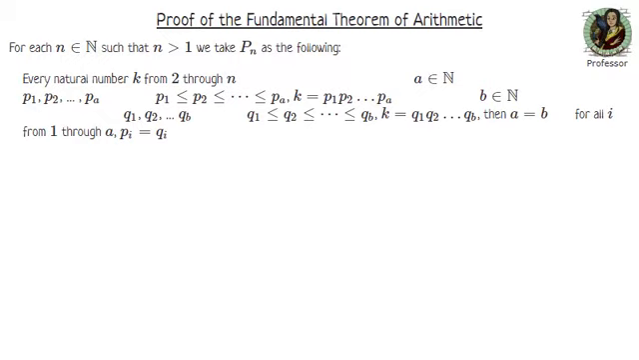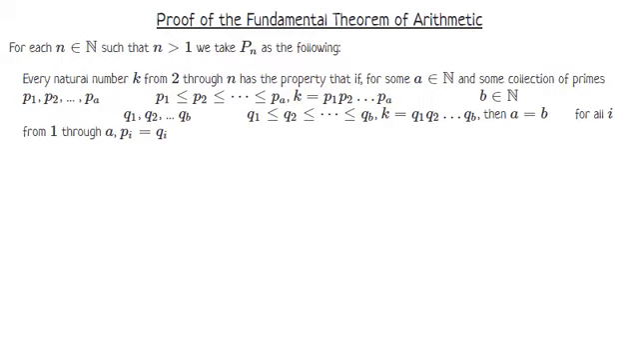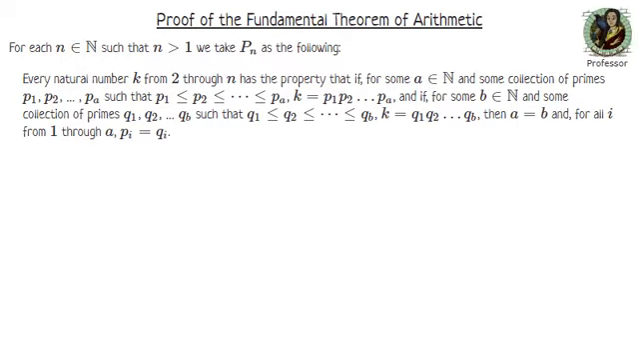So we'll show that if the natural number k is between 2 and n, then it has the property that if for some natural number a and some collection of primes p sub 1 through p sub a, in non-decreasing order, k is the product of those primes, and if for some natural number b and some collection of primes q sub 1 through q sub b in non-decreasing order, k equals the product of those primes, then a and b are the same, as are each p sub I and q sub I.